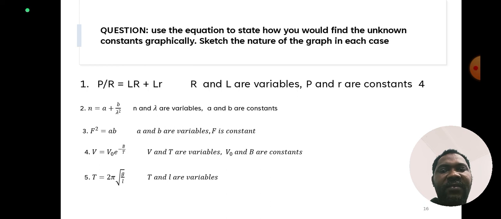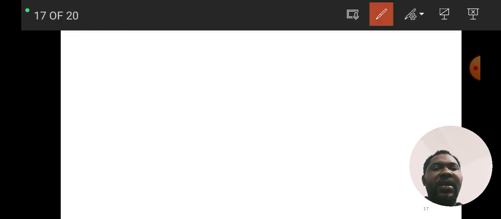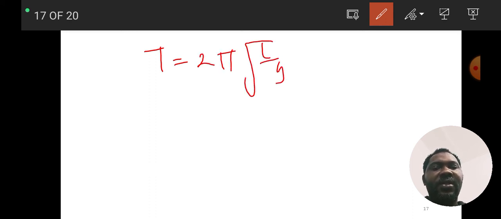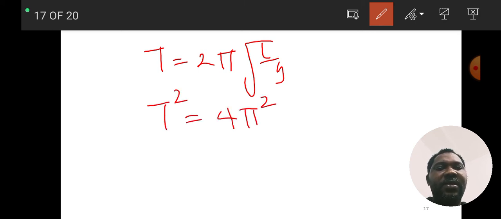The next one we have is T equal to 2 pi root L over g. T and L are variables. So T and L are variables simply means that the rest of the quantities there are constants. Okay, so let's see how we can transform this quickly. So we have T equal to 2 pi, then root L over G. Now the first way to transform this obviously is by squaring both sides of the equation. If we do that, we're going to have T squared equal to 4 pi squared, and the square cancels the square root. We have L over G.